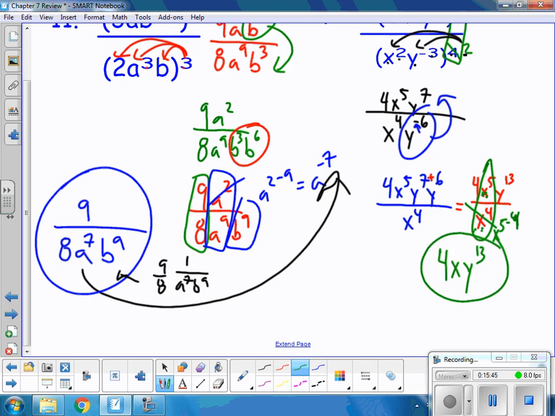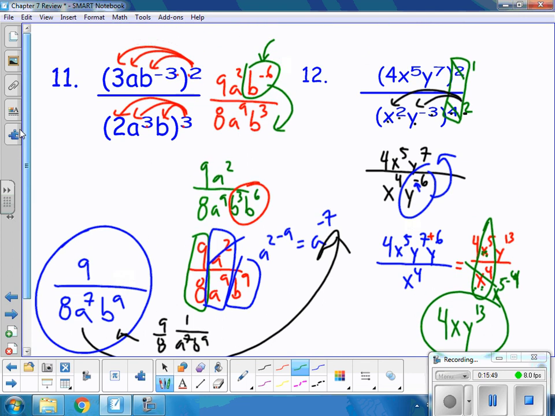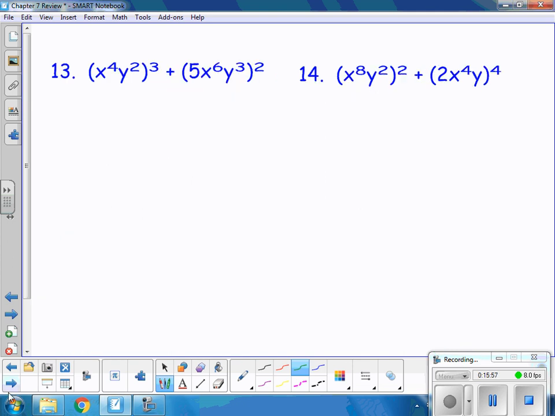When that exponent is negative, it's going to shift to the other side of the fraction. Also keep track of when you are like subtracting negatives. Just keep an eye on the subtracting negatives.